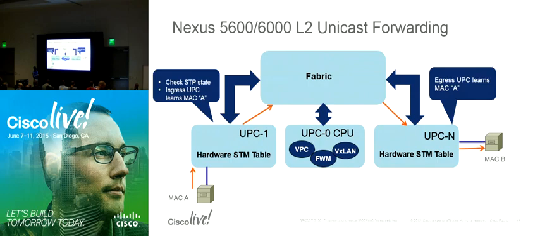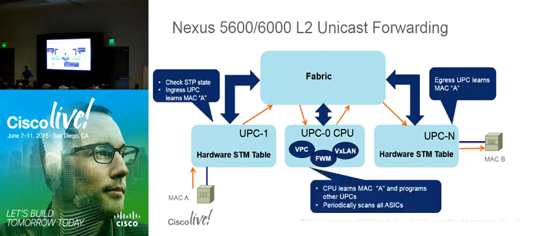At the same time, the ingress UPC also interrupts the CPU because the other ASICs have to learn this MAC address. When this happens, the CPU then programs every other UPC with this MAC address. The point I'm trying to make is that MAC address learning happens at line rate in hardware with no involvement from the CPU, and the CPU is only responsible for updating other STM tables and MAC operations like aging and deletions and additions if they're coming from VPC or VXLAN. Any questions?